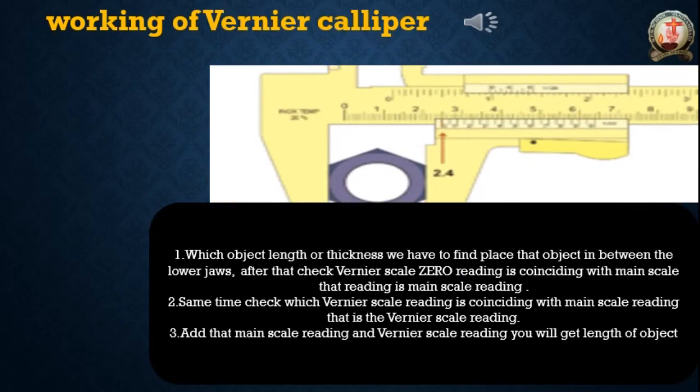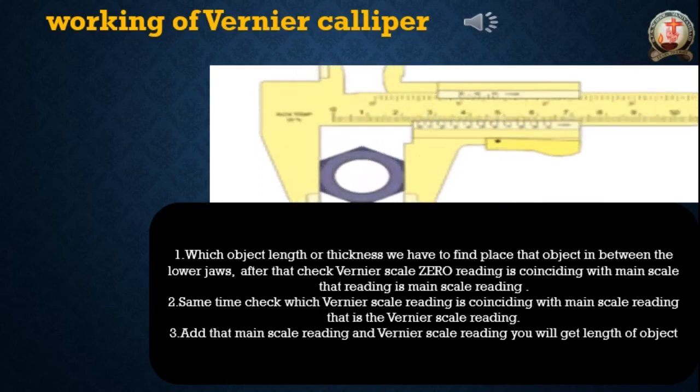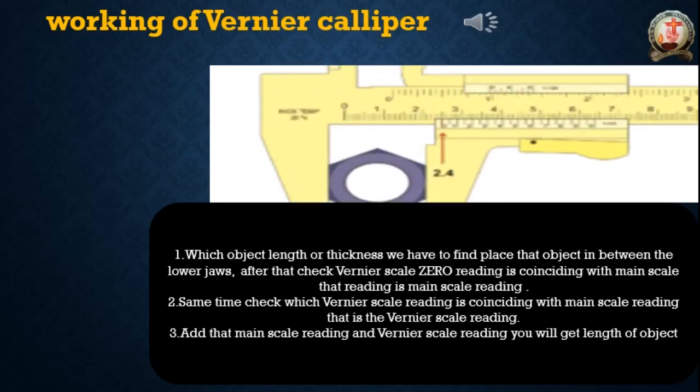Next concept is working of vernier caliper. Actually, what is our aim here? We have to find length of any small object, or thickness of small object. So here how this vernier caliper will work, how it will find the length or thickness of a small object.